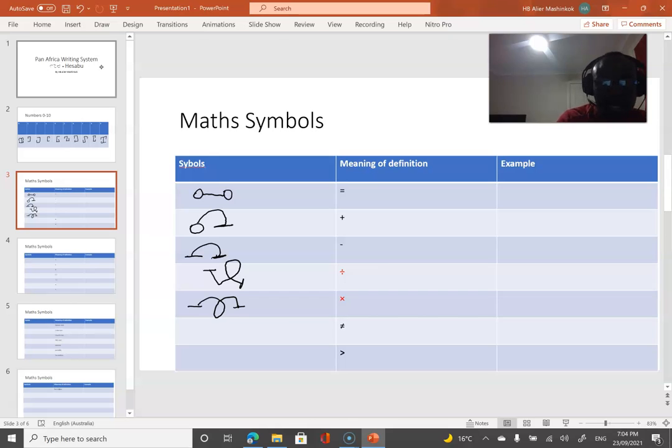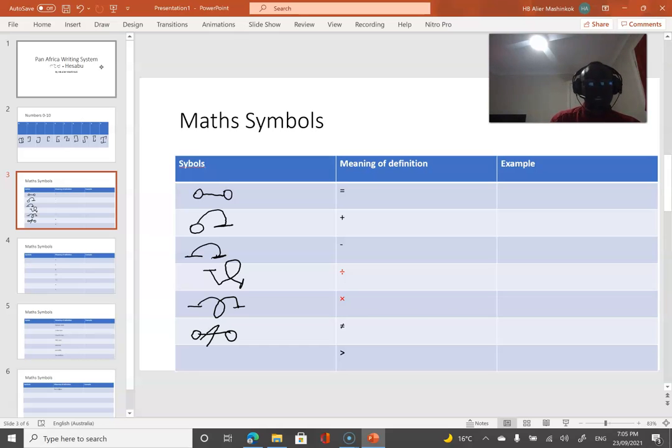So now this is not equal. So not equal will have this, and that will go there. This is the equal sign, but the not equal will have that one there like that. So this is the not equal sign for the Pan-African writing system. So this one here will show us this is not an equal sign. This is, let's say, two different things. Let's say like two different perspectives. Like it's not equal. It's not the same. So both sides are not the same.